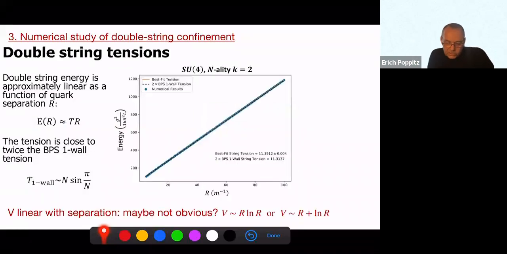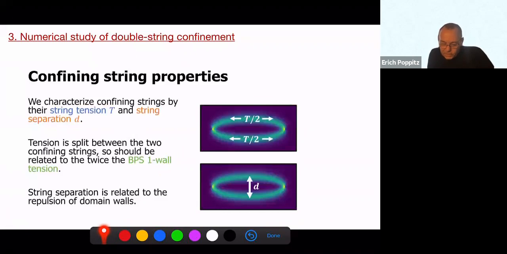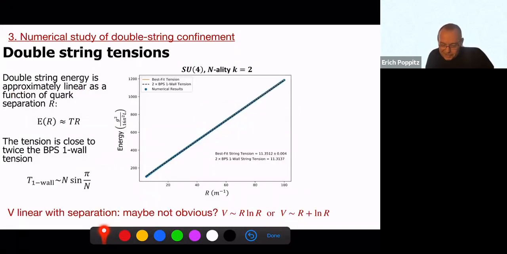The first thing to note is that the energy of this configuration is approximately linear, and if you look at the plot, it is linear, okay? This is for SU4 and N-ality k equal 2. The distances go between 5 and 100 in units of the dual photon mass. And you see that it's a perfect straight line, okay? This was done by changing the radius by 1 unit. If you look at the value of the string tension and twice the BPS one wall string tension, which is something we know exactly, you cannot distinguish them using the accuracy of the numerics, okay? So it's very close.